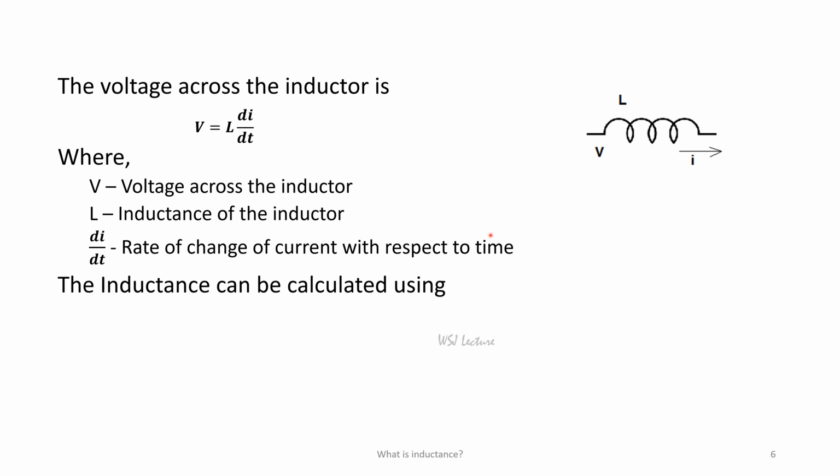The inductance can be calculated using the formula L is equal to V over di over dt. We get this equation by rearranging the previous equation. So that is, L is equal to V over di over dt.